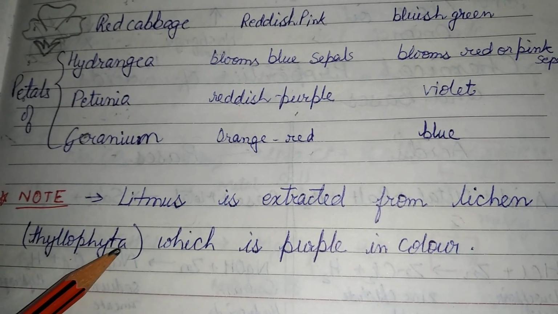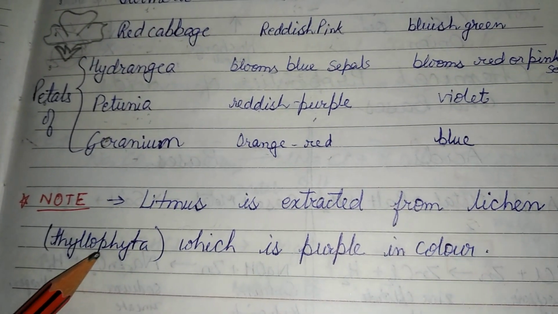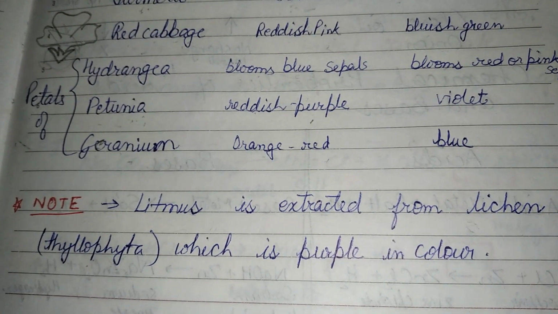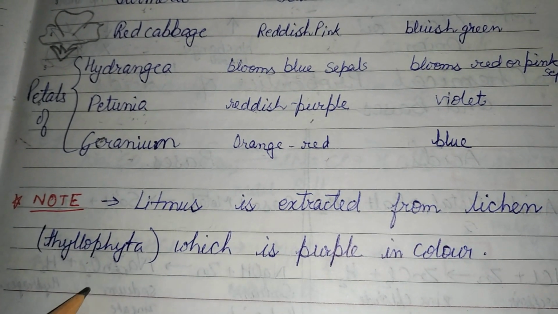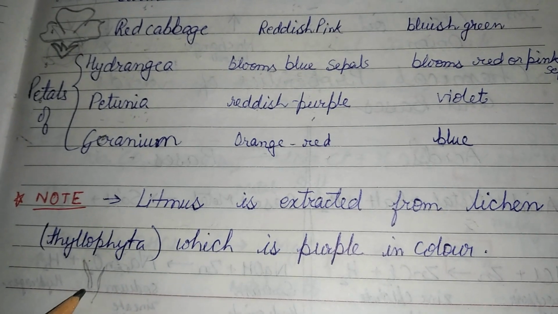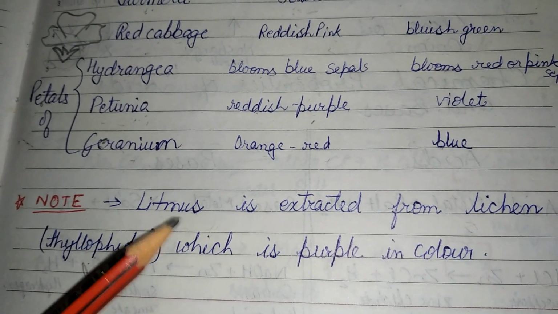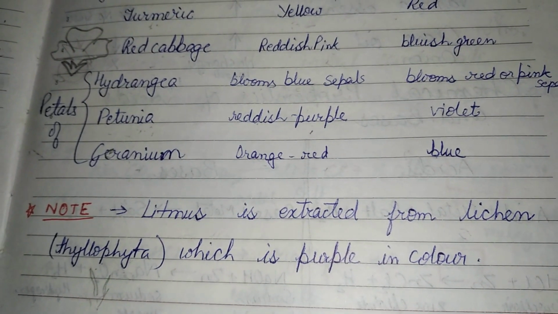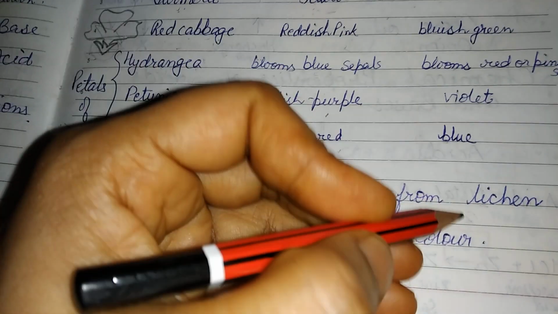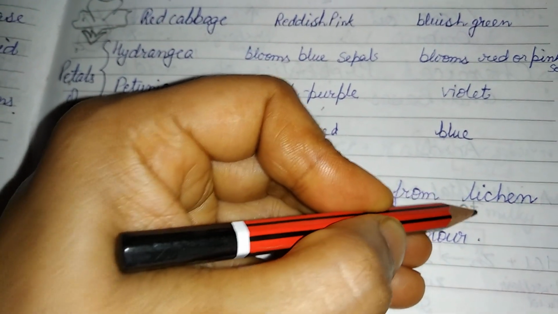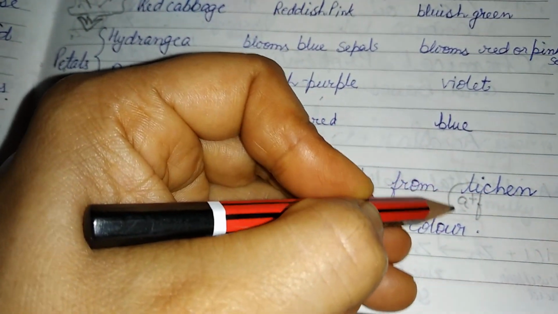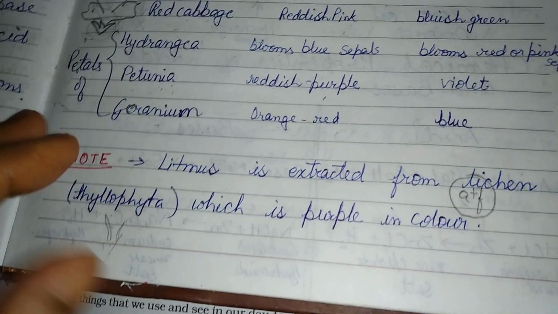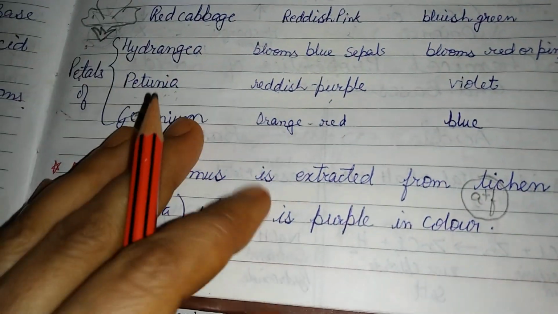Lichen are thallophyta. Thallophyta are plants in which we cannot distinguish stem, root, leaves, just like this. Okay, so these are purple in color, and lichen is the association of algae and fungi. Algae plus fungi together make lichen, and litmus is a type of lichen. We have already studied this in class 9th.